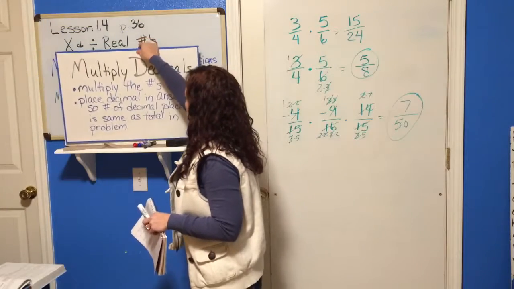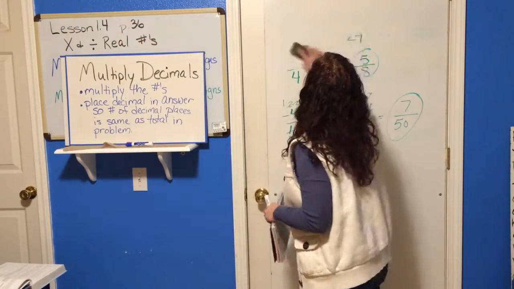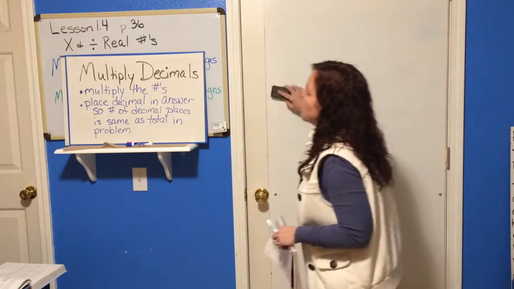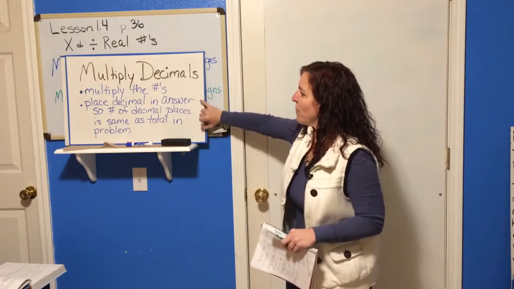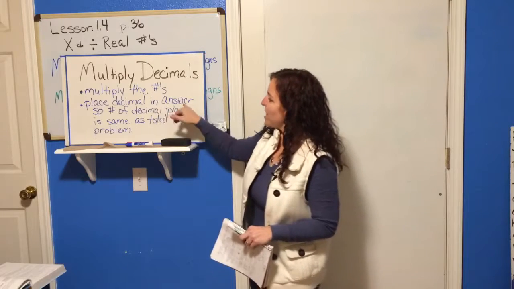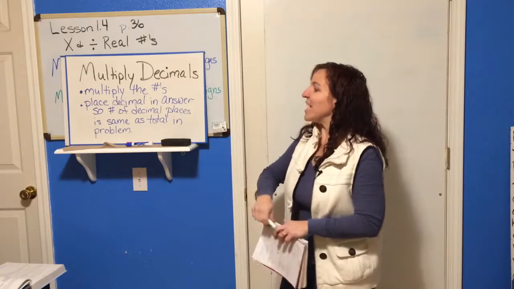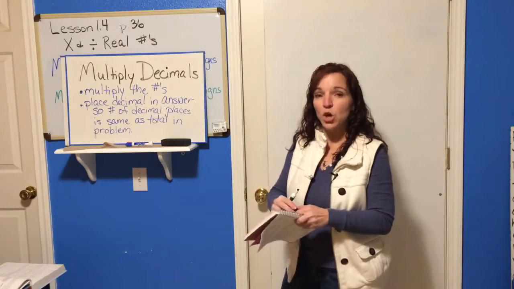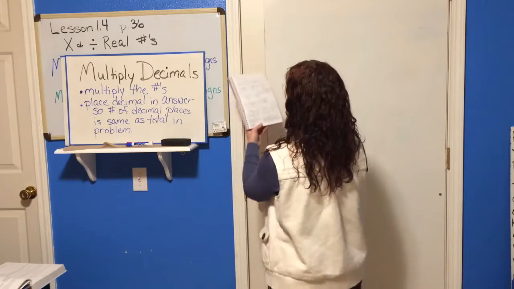Multiplying decimals, you should also know how to do, but let's just take a quick review. Multiplying decimals, you're just going to multiply the numbers first, and then if you'll remember, you get your decimal in your answer. You're going to put your decimal in your product so that the number of decimal places in your product is the same as the number of decimal places in total in your problem. Let's look at what I'm talking about.